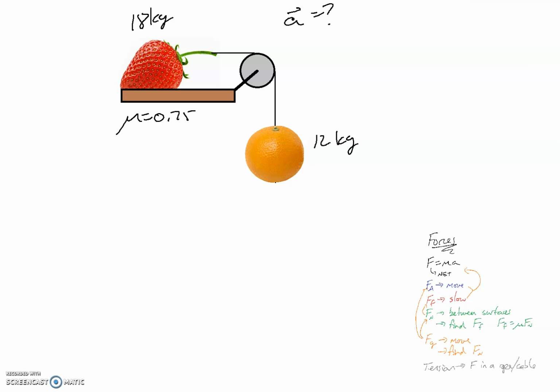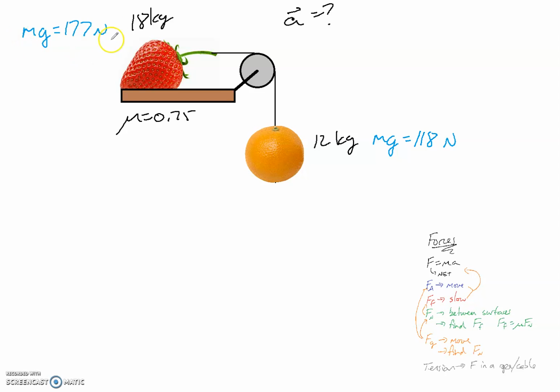So obviously both of these things have a force of gravity. So I can find the mg for my strawberry, and I can find my mg for my orange. So if I find the force of gravity for my strawberry, mass times 9.81, I can find out that my strawberry has a force of gravity of about 177 newtons. If I go to my orange and do the same type of thing, it's got a weight or force of gravity of about 118 newtons.